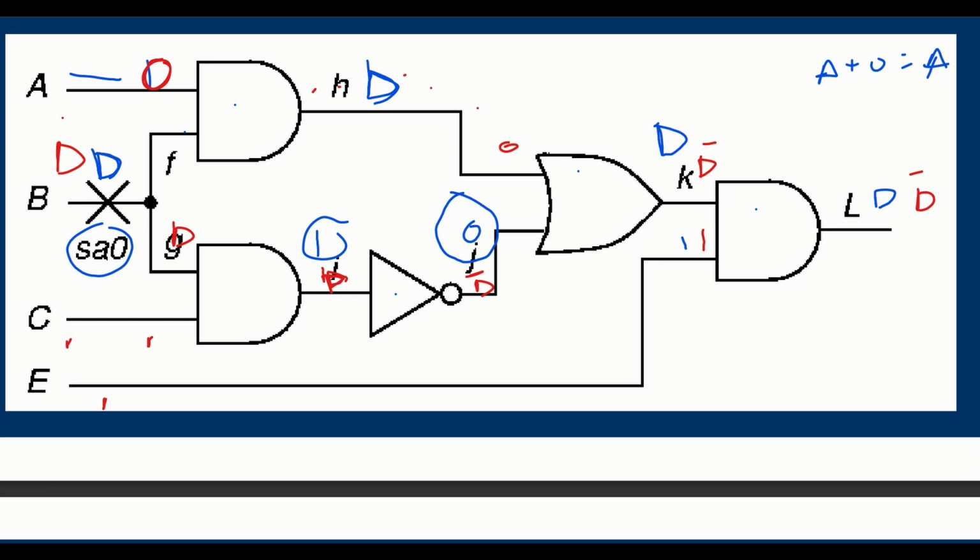Then for path sensitization, if B is stuck at 0, then B should be put to 1. Then A should be put to 0. So our test vector will end up being 0, 1, 1, 1. That is A, B, C, D, and A, B, C, sorry, because those are the inputs. All right, so I think that simplifies it. Thank you.